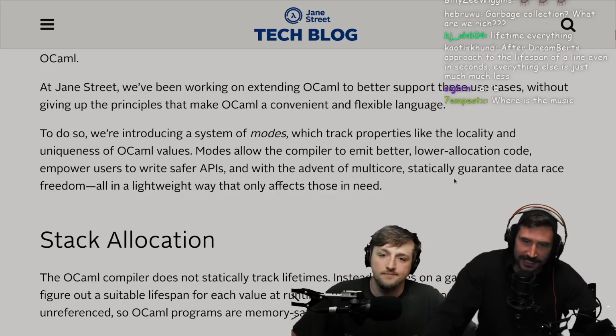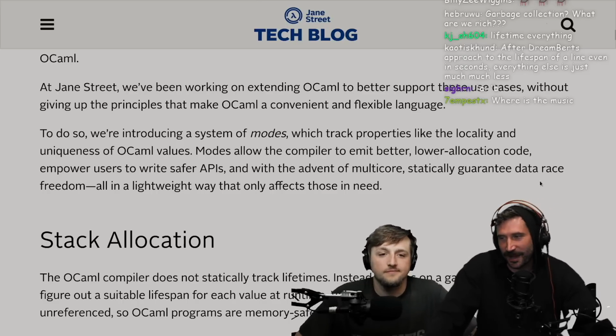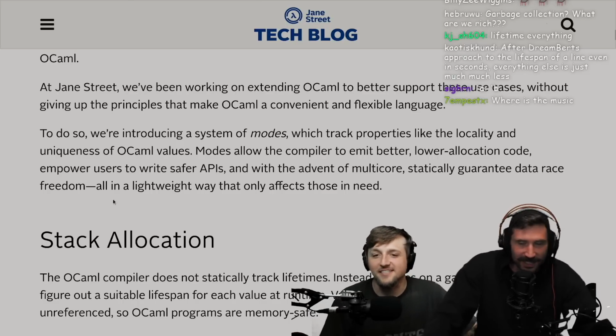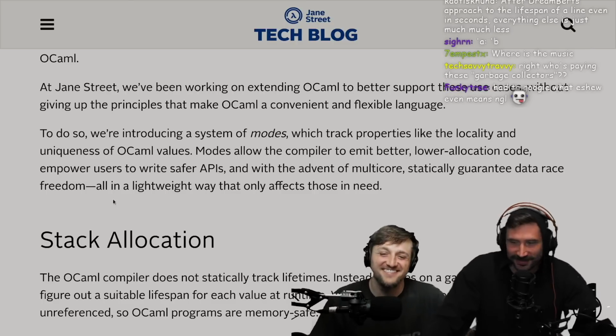multi-core statically guarantee there's that mispronunciation. Data race freedom. Good, though. Like, it's still the right word. It was close. It was close.